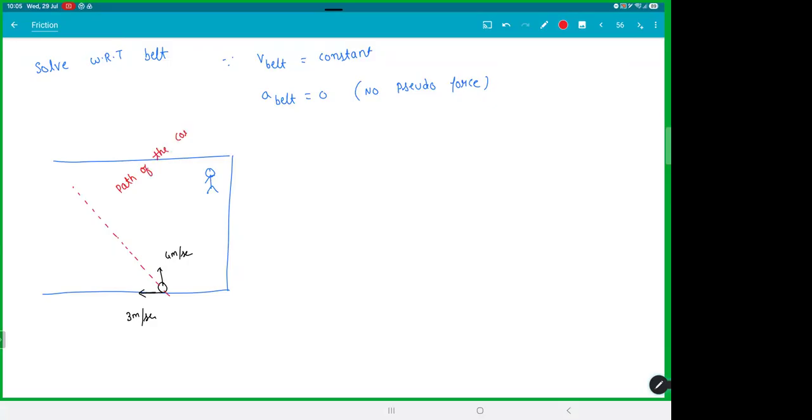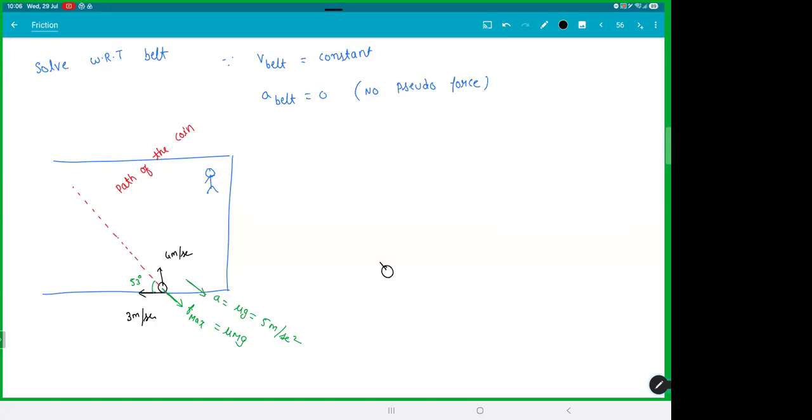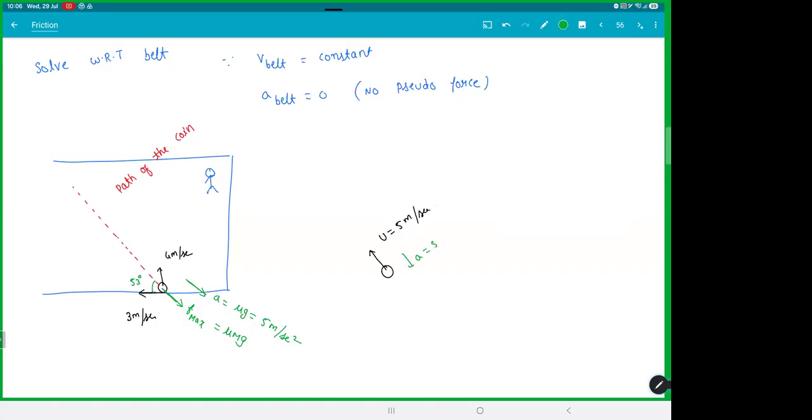This is the path of the coin. That's what the person on the belt will think. In the ground frame, it might be a curve or something. And this angle will be tan theta equals 4 by 3, so this angle is 53 degrees. And the friction will also be backward. So this will be your F max, which is mu mg. This will give an acceleration in this direction, which is mu g. Mu is 0.5, so this is 5 meter per second squared. So from the coin's perspective, the coin will think I'm going in this direction with 5 meter per second, and I have a deceleration a equal to 5 meter per second squared.